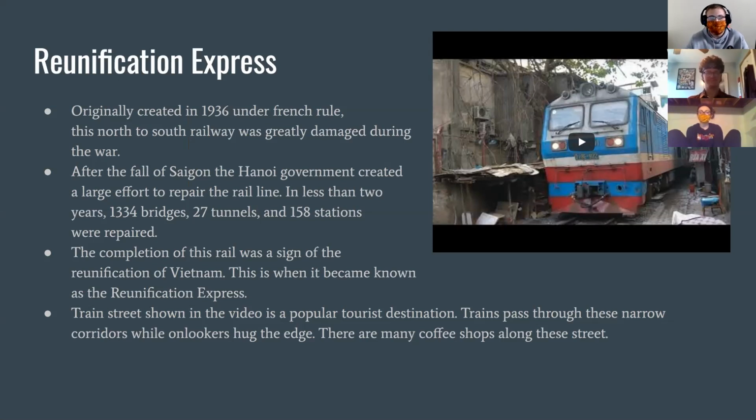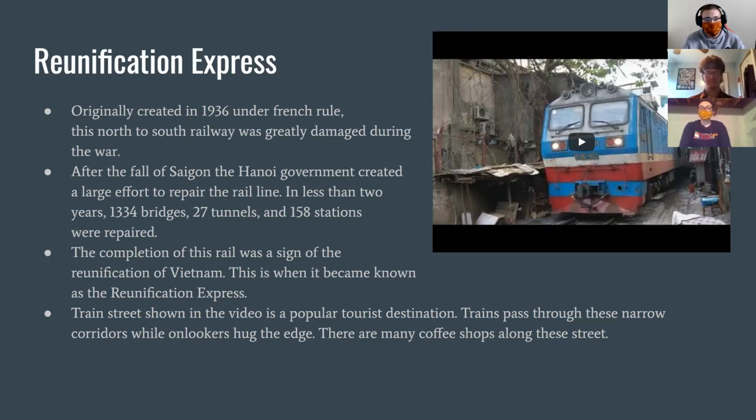So once the Vietnam War ended, the Northern Vietnamese government started a very mass scale mission to fix this railway. And in less than 2 years, which is a very quick time, they were able to repair 1,334 bridges, 27 tunnels, and 158 stations. And these were all through the north and south from war damages.